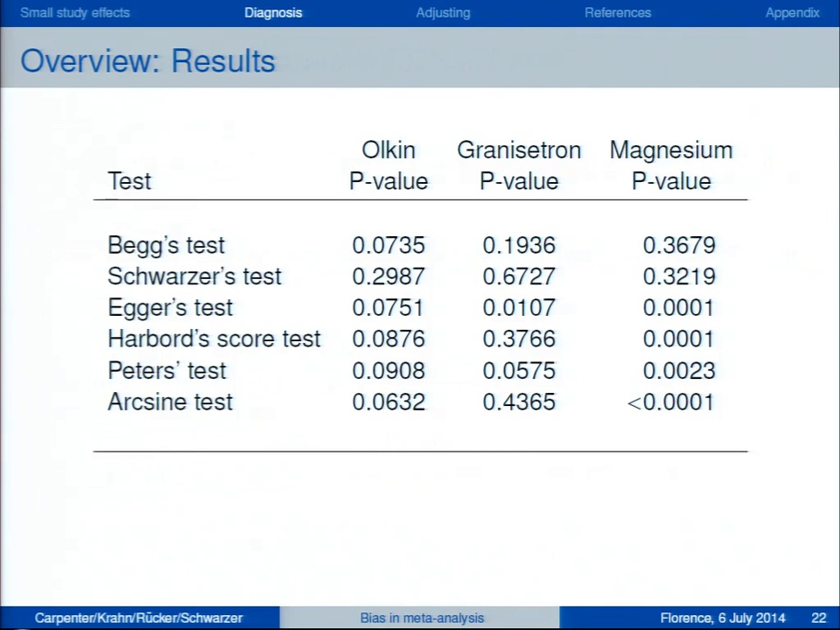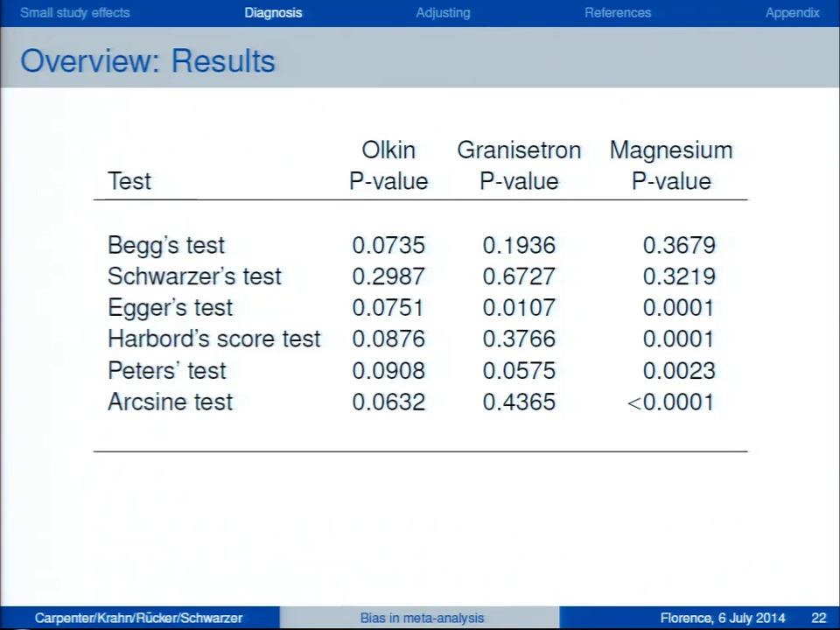So this is a table of the results of the different tests for this and the other two examples. For the first example, this was the Olkin data, we have seen just the Harbord score test result, 0.09, and we see the results of the other tests are very similar to this, with one exception, and this is Guido Schwarzer's test, which is not significant here. So I would say there is some hint to certain asymmetry here, if I look at these 6 tests here.